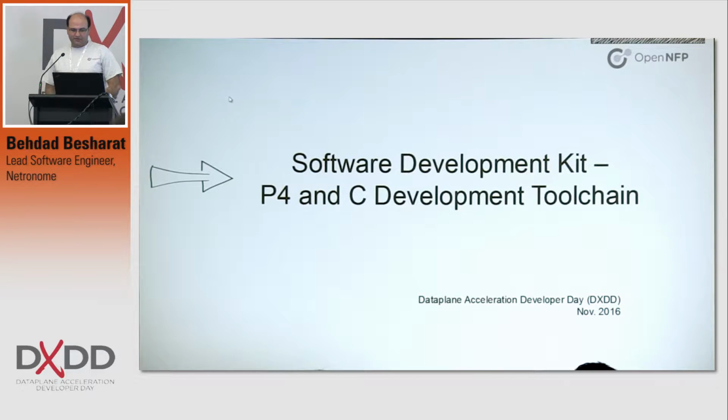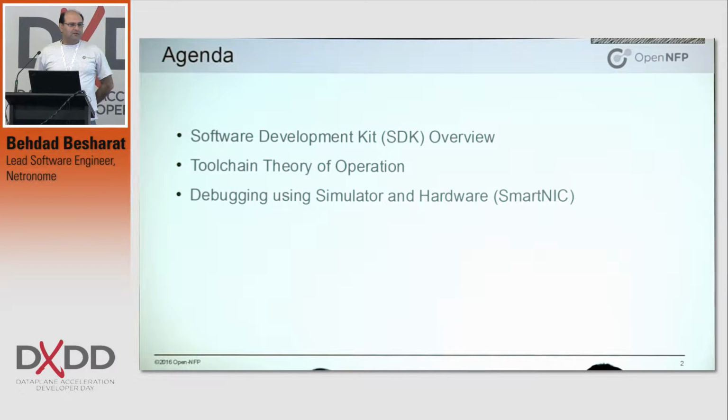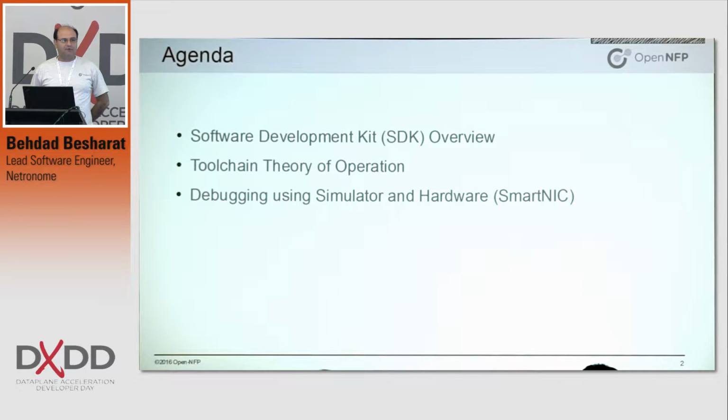Hello, everyone. So I'm going to talk about the SDK, the software development kit that we have for P4 and C programming. First of all, we're going to go over the overview of the SDK. What is the SDK? And then we dive into the toolchain a little bit and see the steps and the details of the toolchain for the C compiler and P4 compiler. And then we cover the debugging methodology that we use and the platforms that we are supporting for the SmartNIC.